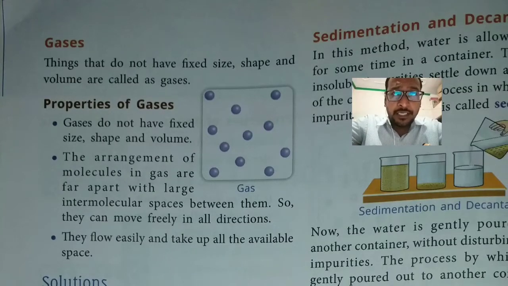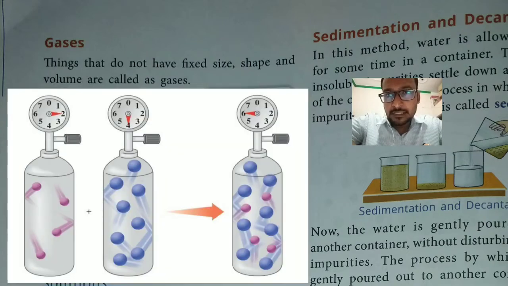Gases, things that do not have fixed shape, size and volume, are called gas. So gases, molecules are very far apart. Their shape, their volume and their size depend upon the surroundings. Like for example, you have a spray bottle, a perfume bottle, a deodorant. In that, a gas is filled. These times you will not see the gaseous perfumes, but earlier you would.